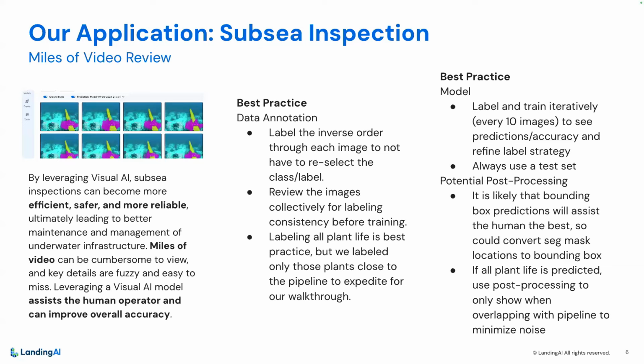And then in addition, the best practice would ultimately be to label all plants, but you could apply post-processing, and I'll show how you can configure that in LandingEdge to only show those predictions when there is overlap with the prediction of the pipeline today. So we'll be labeling both for pipeline and then see plants close to that pipeline.